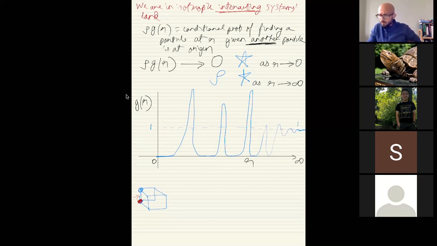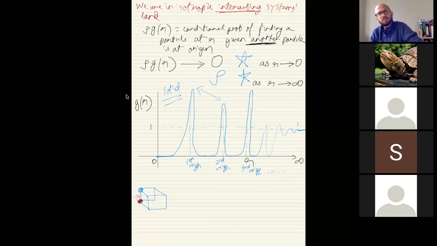Can we say anything about the heights of these peaks? So this is my first neighbor. This is my second neighbor. This is my third neighbor, so on and so forth. We are talking about a solid so far. Does anyone have an idea? Can we say anything about the heights of the peaks? Will the heights of the peaks depend on the crystal structure?